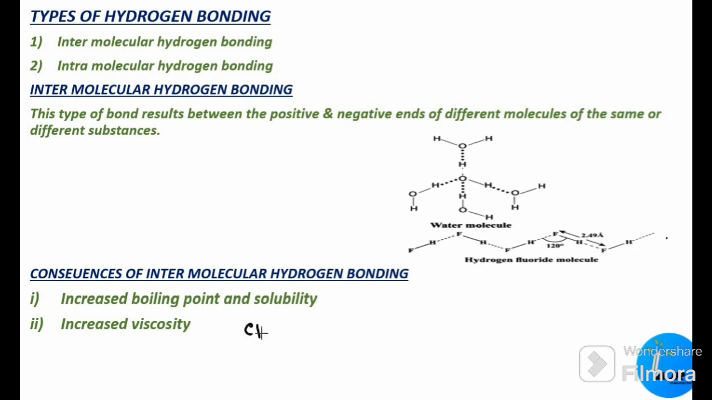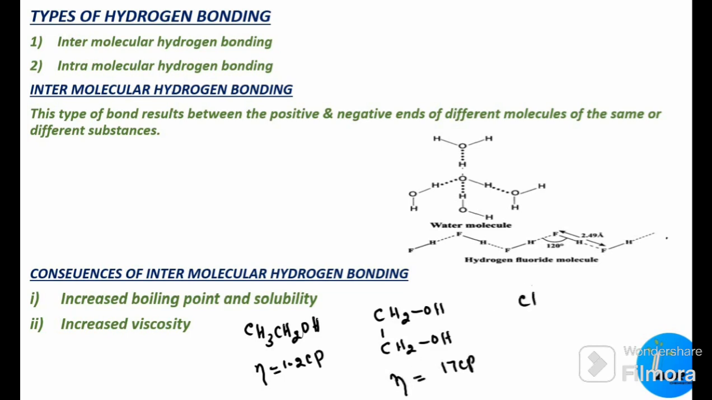For example, let me give an example, CH3CH2OH. So this is ethyl alcohol. The viscosity is 1.2 Cp. Cp is nothing but centipoise. And next, CH2OH, then again CH2OH. So we have two hydrogen bonds. This one's viscosity is equal to 17 centipoise. This one is ethyl alcohol. This is glycol, ethylene glycol. Next one is glycerol.